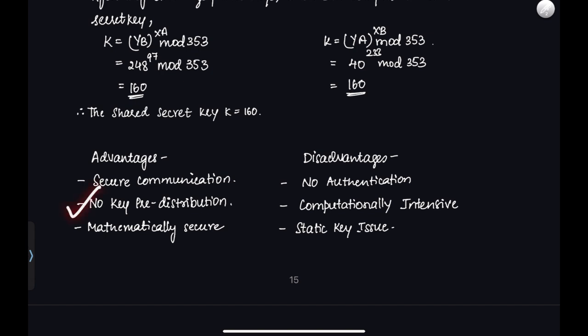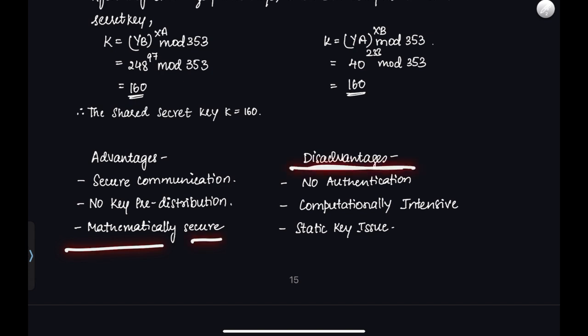Next we have no key pre-distribution. That is, this algorithm will eliminate the need to share a secret key beforehand. All that is not necessary. Only when you are generating the public key and private key, that's when you will share, and only after getting the values will you calculate the shared secret key. Then we are mathematically secure. Based on the difficulty of solving the discrete logarithmic problem, we can say that it is mathematically secure.